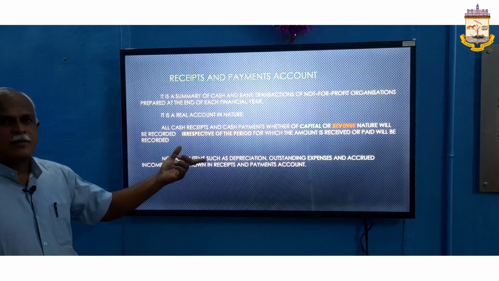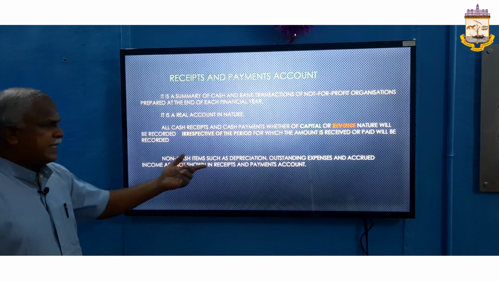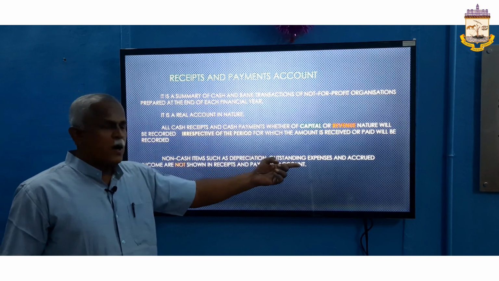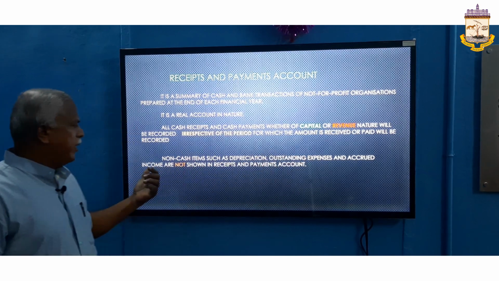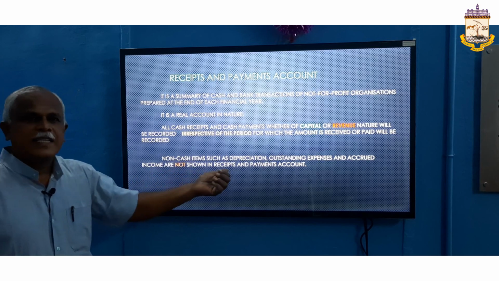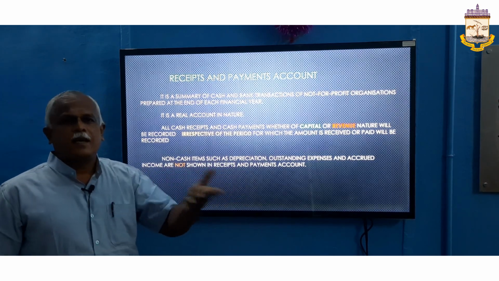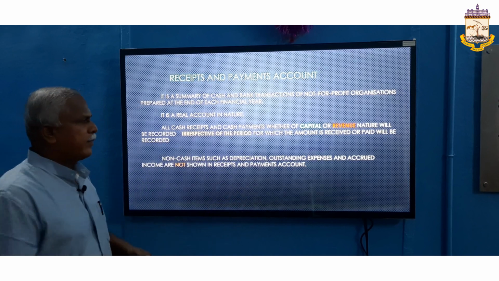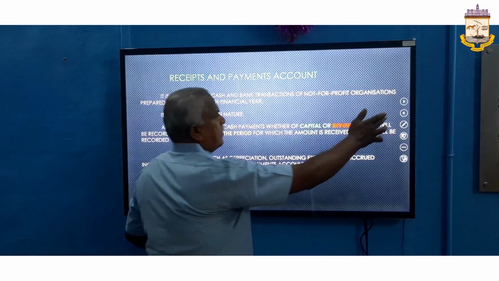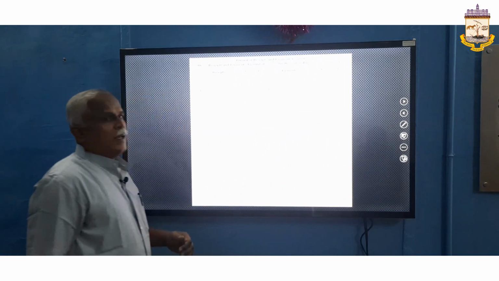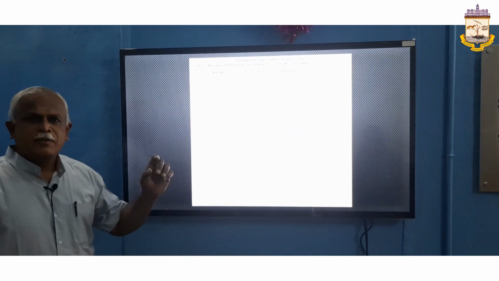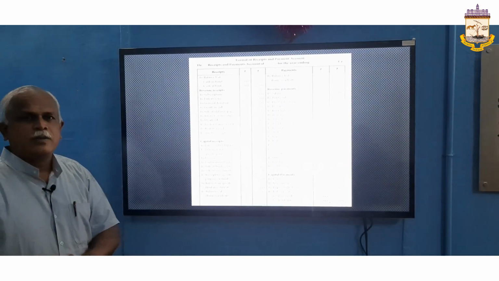Non-cash items which are not paid in cash, such as depreciation, outstanding expenses and accrued income, are not shown in the receipt and payments account. So, what things are shown and what things are not shown must be distinguished. Now, how does it look? The detailed format is given in the textbook.